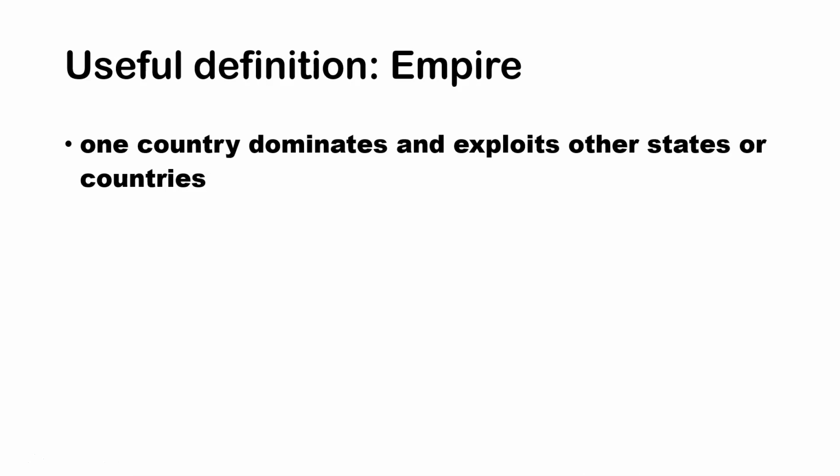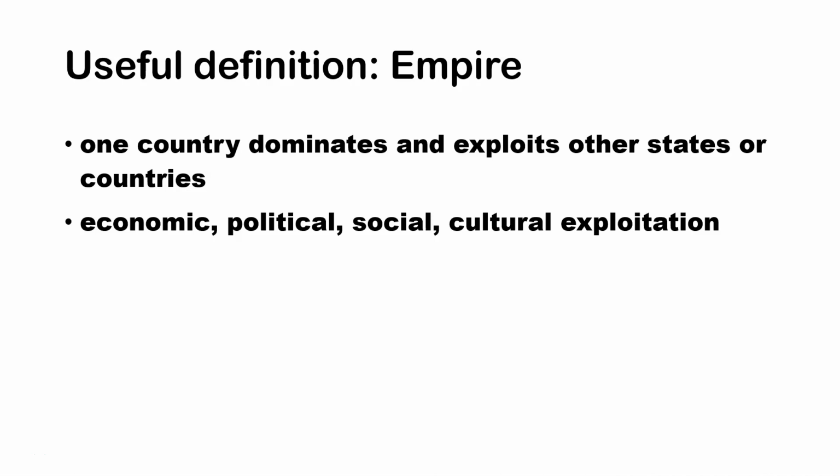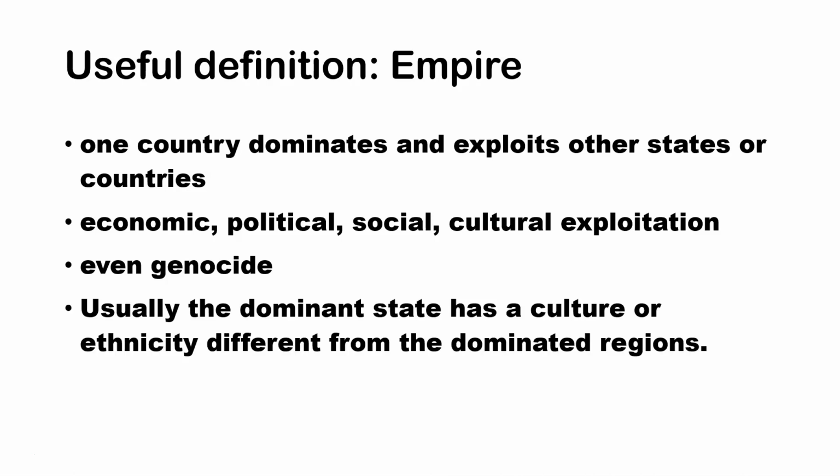In empire, one country dominates and exploits other states or countries. There can be economic, political, social, and/or cultural exploitation. There can even be genocide, either a wiping out of one group of people at the beginning of empire or a slow structural genocide during empire. Usually the dominant state has a culture or ethnicity different from the dominated regions.